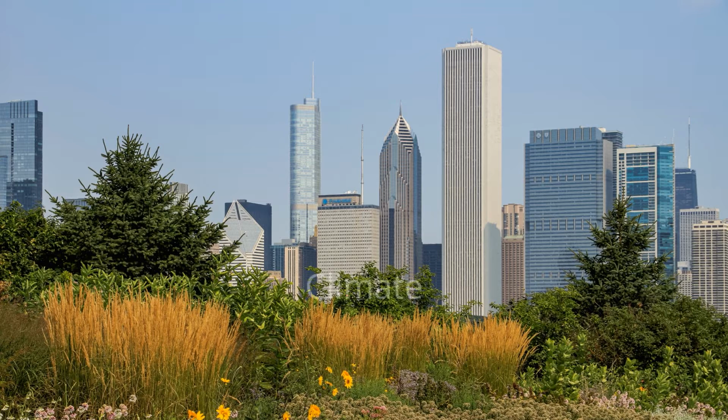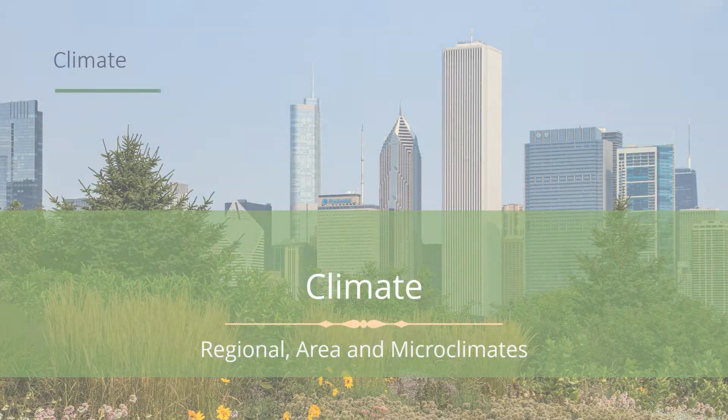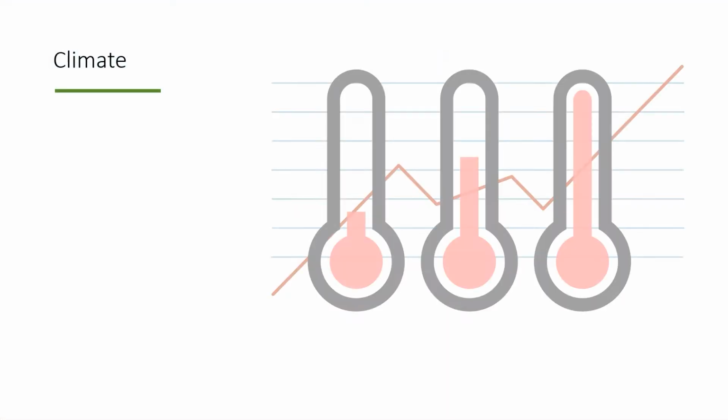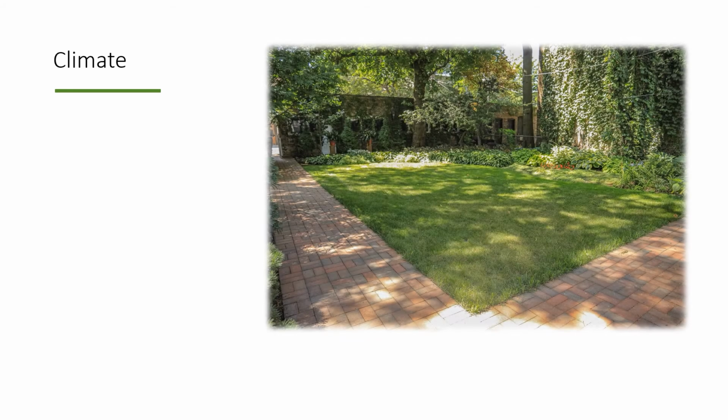Module 1, Lesson 1, Climate. A climate is an average range of weather conditions in a particular place. This place can be as broad as the entire planet or as small as your backyard.